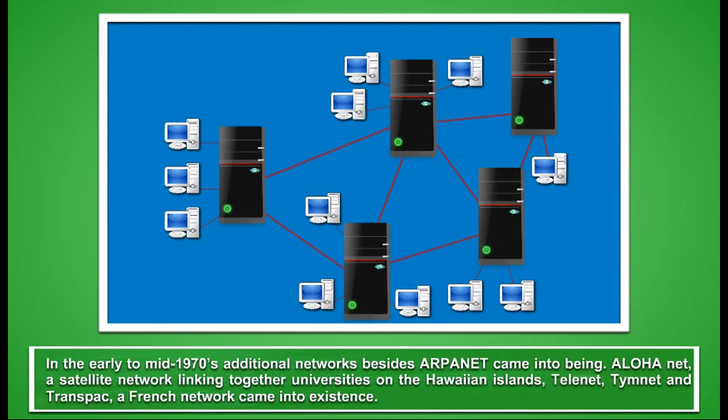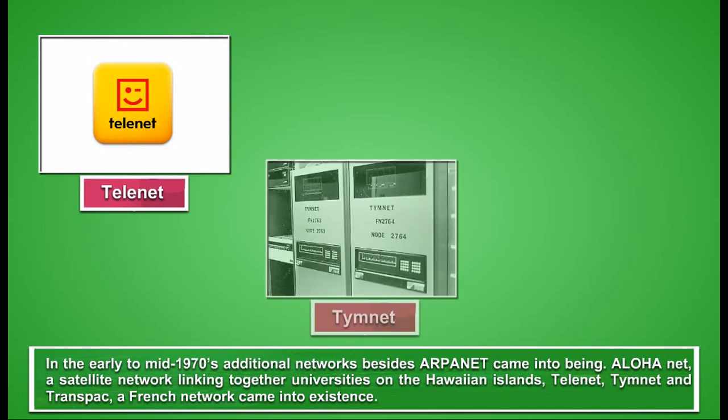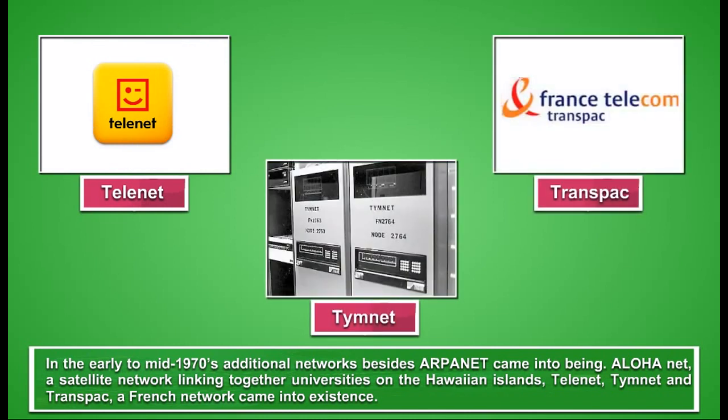In the early to mid-1970s, additional networks besides ARPANET came into being. AlohaNet, a satellite network linking together universities on the Hawaiian Islands, Telenet, Timnet, and Transpac, a French network, came into existence.